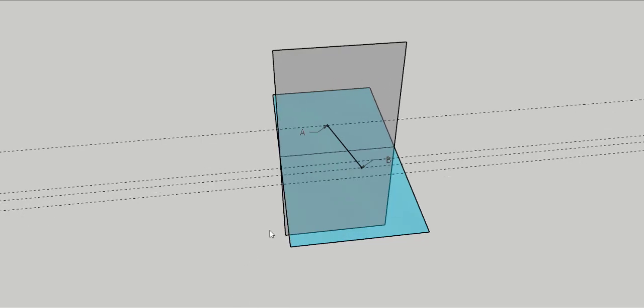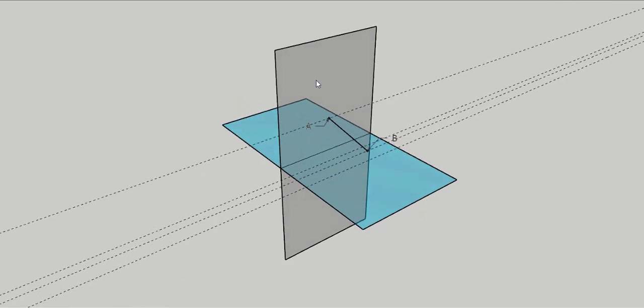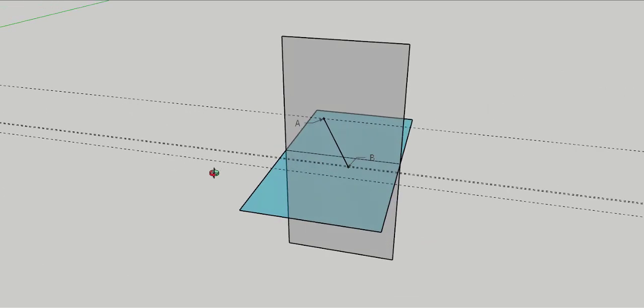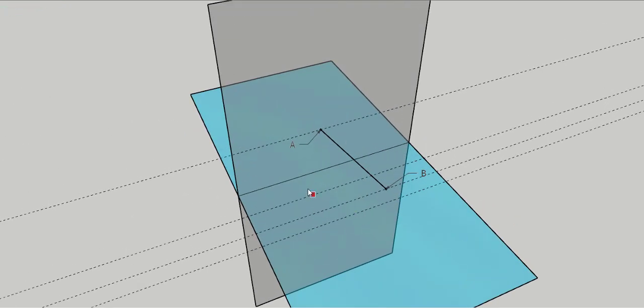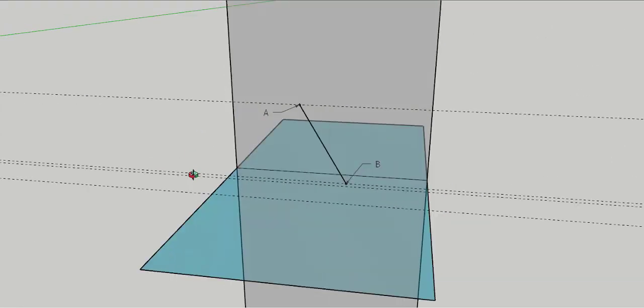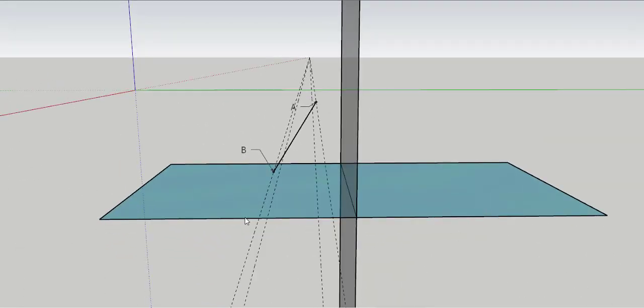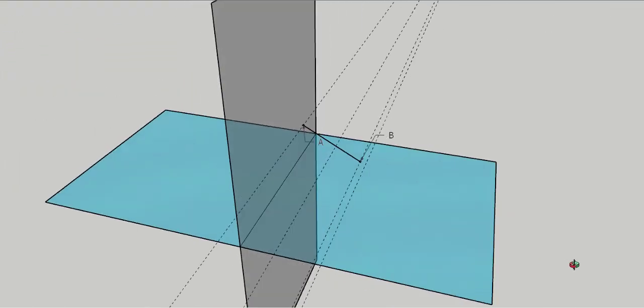So we have this model here. This gray is the vertical plane, as you know, and this blue plane is the horizontal plane. We have this line here, AB, which is inclined to both the planes. It is inclined to the vertical plane and also to the horizontal plane. Let me show this to you from all the angles.